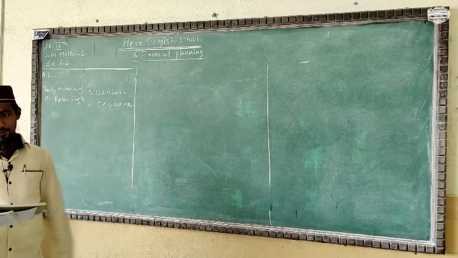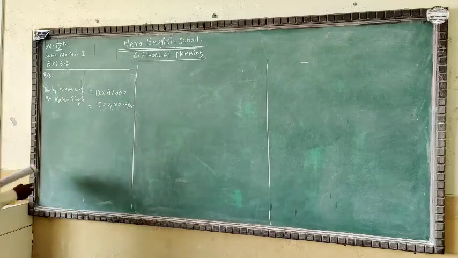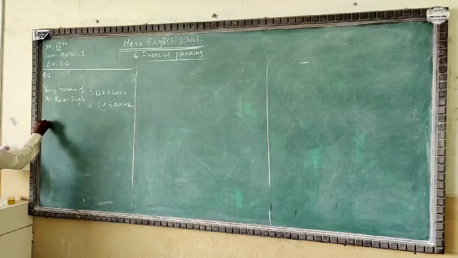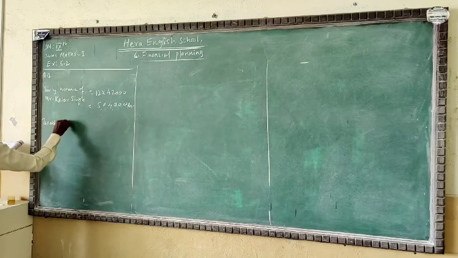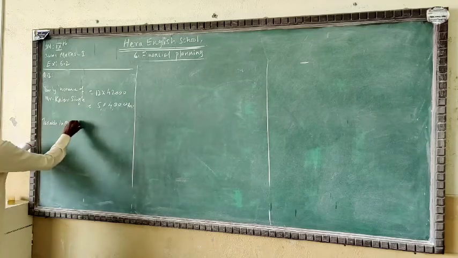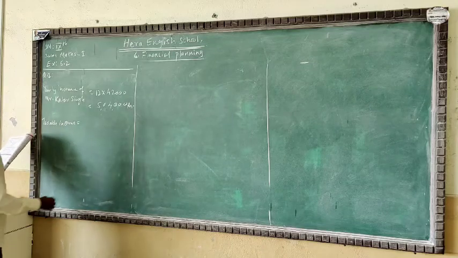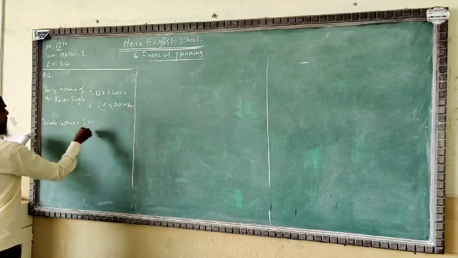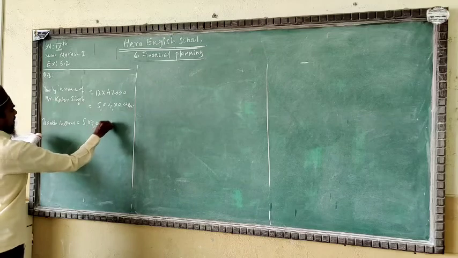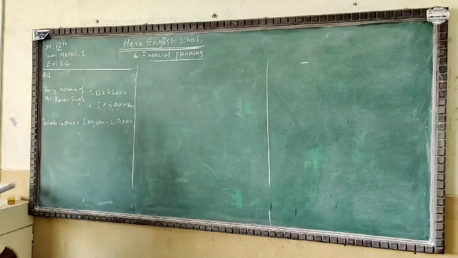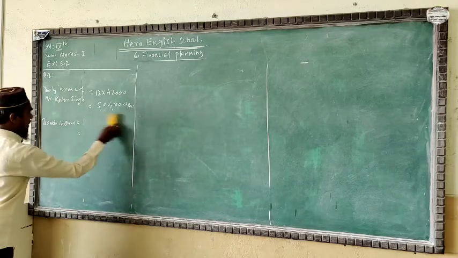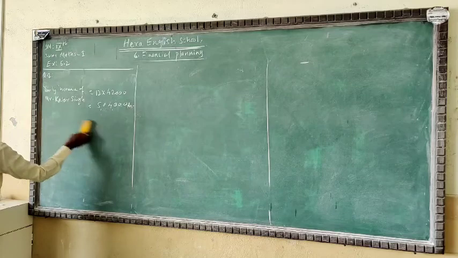2,50,000 is the tax-free amount. Okay, so we'll clear here the taxable income. Taxable income is what? See here, 5 lakh 4,000 minus 2,50,000. You will get here what? See very well. So we'll clear first in this question.